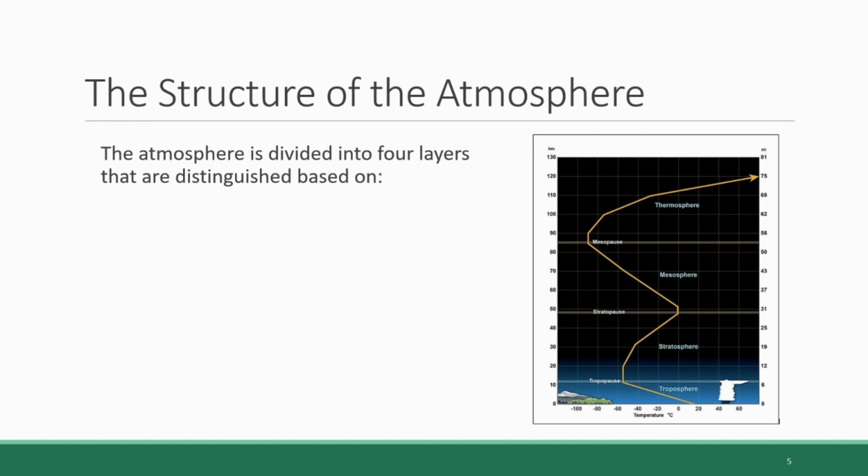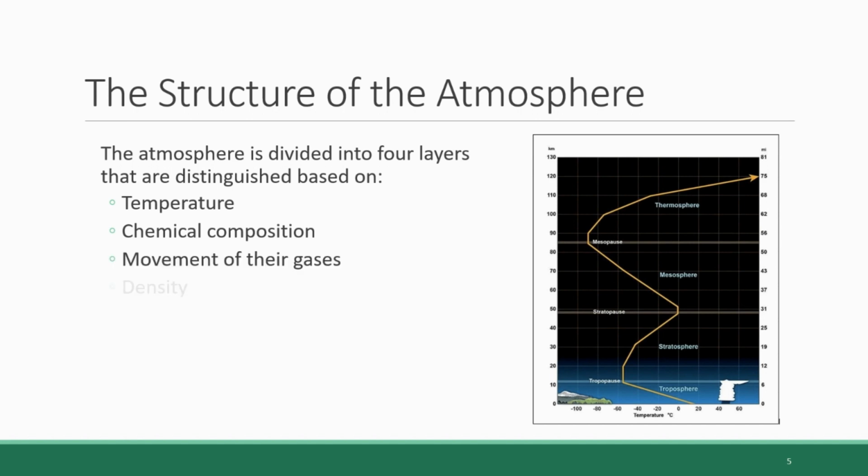When it comes to understanding how the atmosphere performs some of the important functions for Earth systems that we just mentioned, we have to look at the structure of the atmosphere because those functions are tied to its structure. So we think about the atmosphere as being divided into four different layers. The way that these layers are distinguished from each other is based on a number of different characteristics, including the temperature of the layer, the chemical composition, so in other words, what gases can be found in it, the way that those gases move or don't move throughout the layer, and the density of the layer.